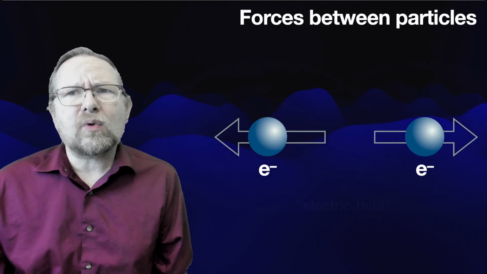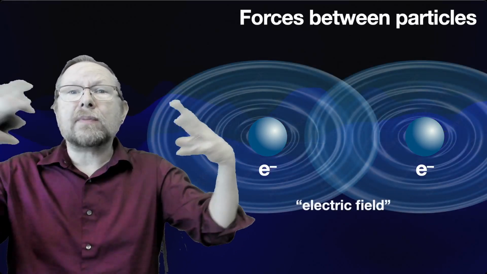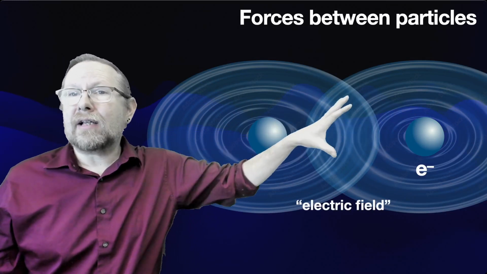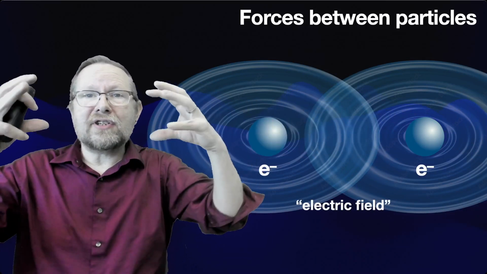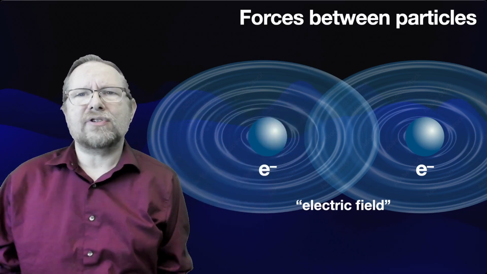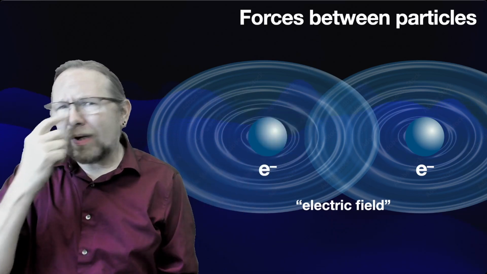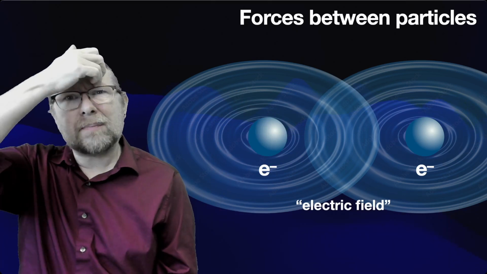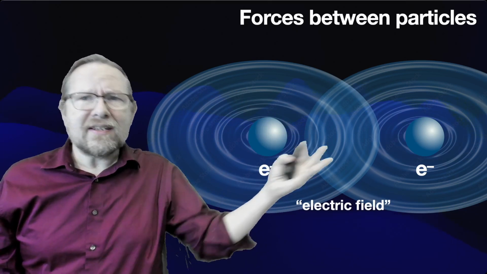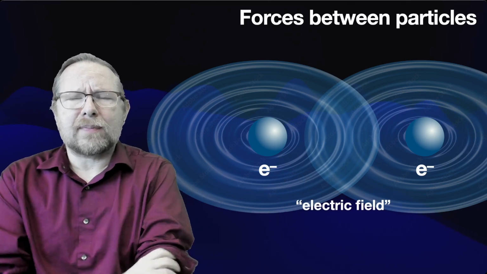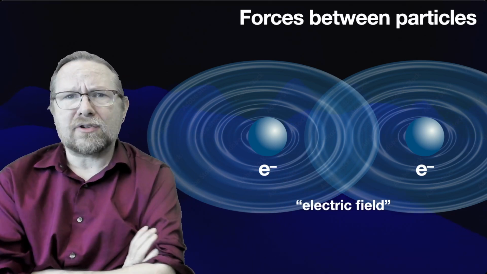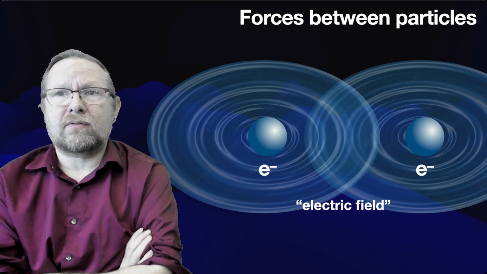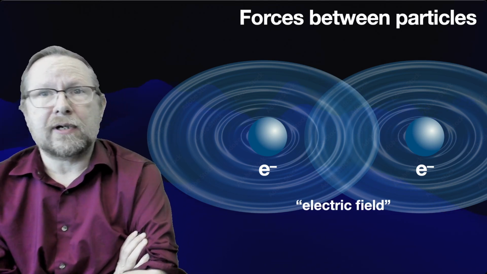What causes it? Well, in the 1800s, we used to talk about something called an electric field. An electron creates an electric field, and the other electron creates an electric field, and they're each sitting in the electric field of the other, and that pushes them apart. But what is an electric field? Is it a thing? Is it a kind of stuff? Is it a substance? Is it some kind of entity that exists in the universe separate from the electron? We didn't really have a good answer for that in the 1800s. In fact, we didn't really have a good answer to that until the middle of the 20th century.